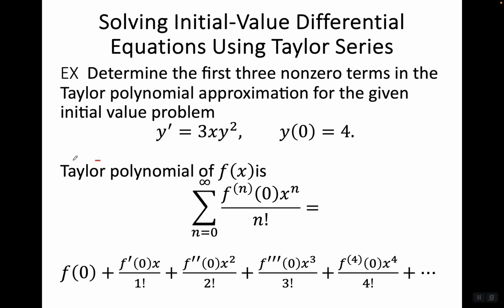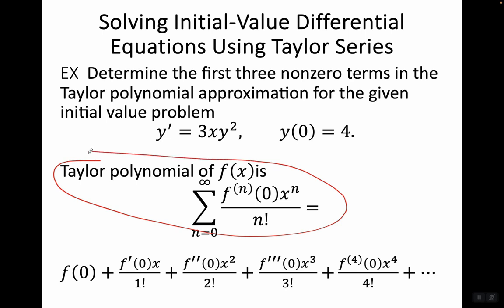Recall from Calculus 2, second semester calculus, that the Taylor polynomial of f of x is the sum, as n goes from 0 to infinity, of the nth derivative of f at 0 times x to the n all over n factorial. Now, we saw in calculus that this doesn't have to be 0. This could actually be a, and if this is a, then this would be x minus a to the n. But usually when we have Taylor polynomials, it's not in terms of x minus a to the n. It's just in terms of x to the n. So our Taylor polynomials are going to use this formula.